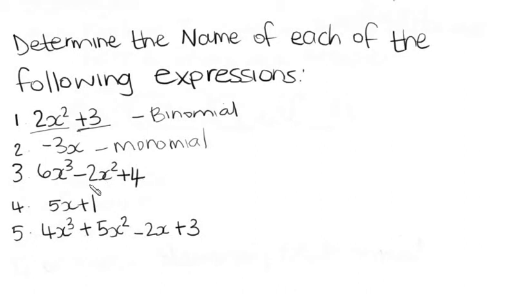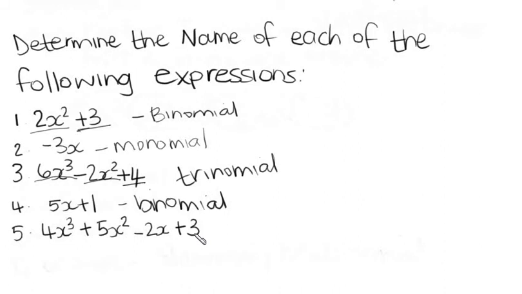Great. And then number 3, if we look at this over here, there's a negative sign, there we have a positive sign, so this is a term, this over here is a term, and over there we have a term. So that leaves us with a trinomial. Perfect. Let's look at number 4. We have only one sign separating terms from one another, therefore 5x would be a term, and then positive 1 is our other term, leaving us with a binomial.